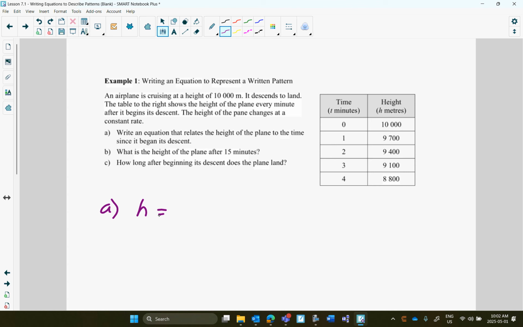Where do I start? Like, what height altitude does it start at? 10,000. And then I lose 300 every minute. So minus 300t. Notice that's a little different equation than what we were looking at before. So if you see an equation where it's going down like that, start with your highest value and then start subtracting how much it's going down by every time.